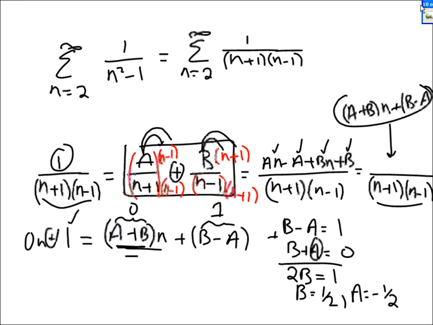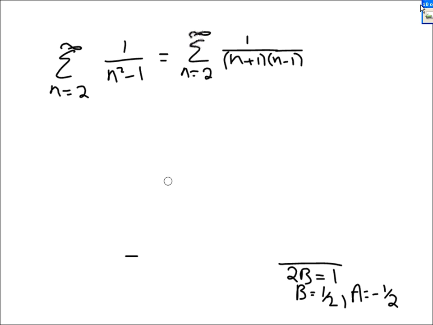Okay, so I'm going to erase most of this. So it's a over n plus 1 plus b over n minus 1, which is negative a half over n plus 1 plus positive a half over n minus 1.